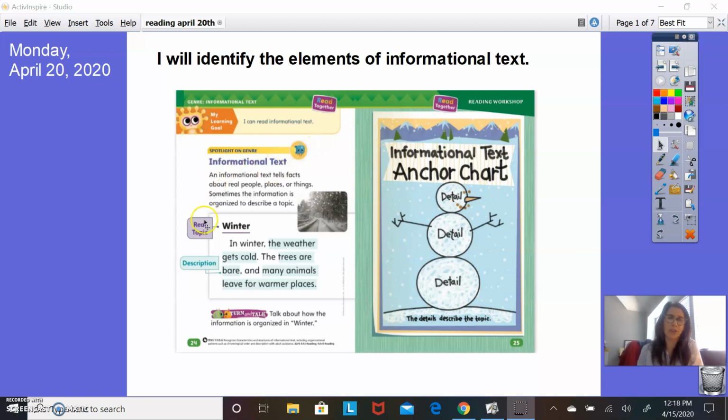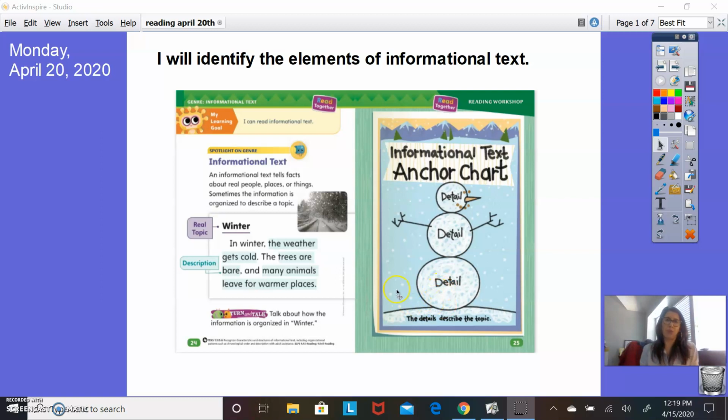Let's look over here to this example of informational text. It says winter. So is winter real? We know that winter is real. It is a season and it is real. So the topic is winter. The topic is like the main idea. What is the text mostly about? And then you're going to have your details and it tells more about the topic.